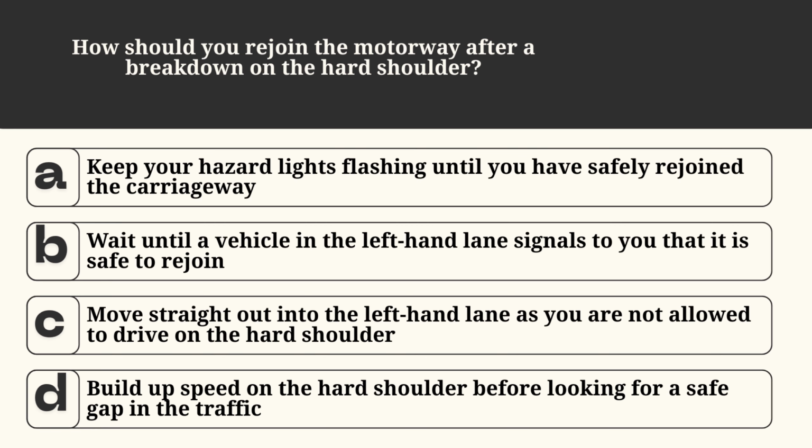How should you rejoin the motorway after a breakdown on the hard shoulder? A. Keep your hazard lights flashing until you have safely rejoined the carriageway. B. Wait until a vehicle in the left-hand lane signals to you that it's safe to rejoin. C. Move straight out into the left-hand lane as you are not allowed to drive on the hard shoulder. D. Build up speed on the hard shoulder before looking for a safe gap in the traffic. D. Build up speed on the hard shoulder before looking for a safe gap in the traffic.